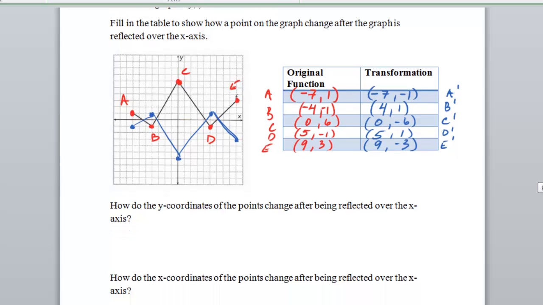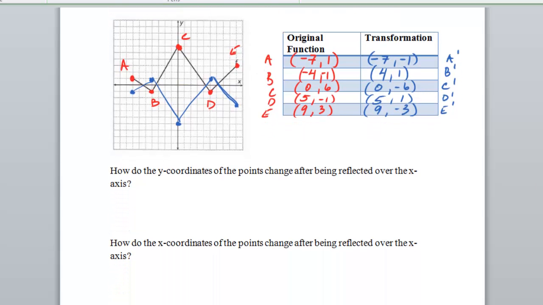Now let's answer some questions that go along with this. How do the y coordinates of the points change after being reflected over the x-axis? If you look at these versus these, you can see a little trend there. And what that trend is, every single one of the y coordinates has opposite signs. So the positive ones change to negative, and the negative values change to positive.